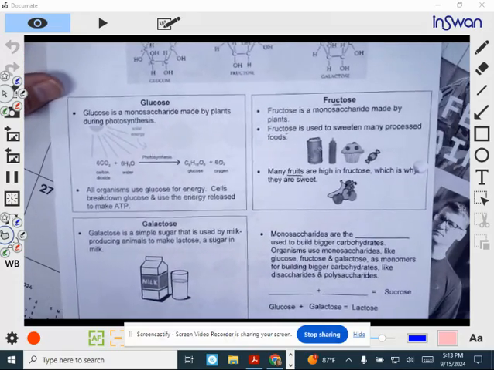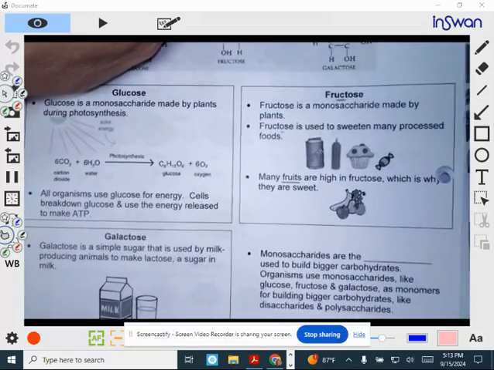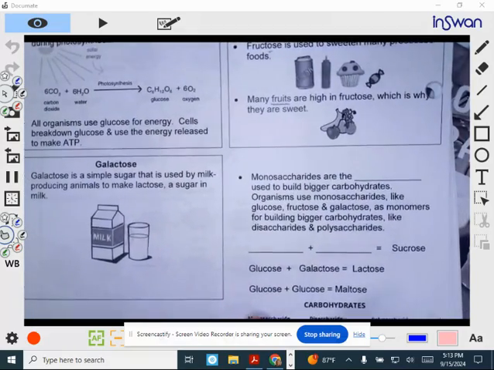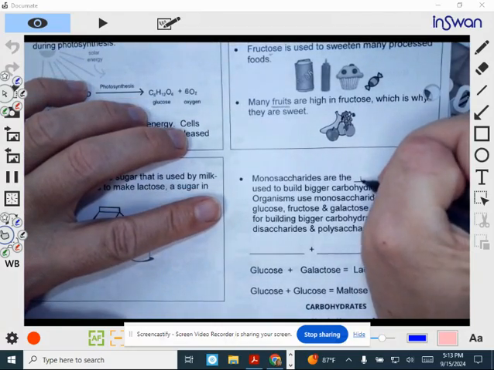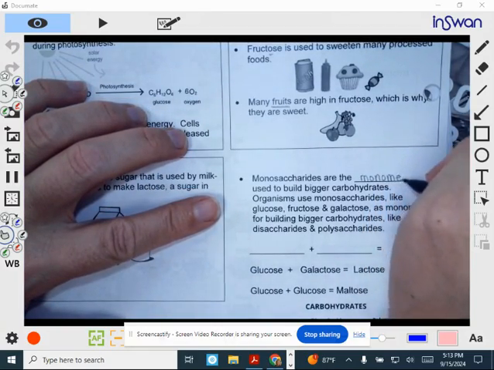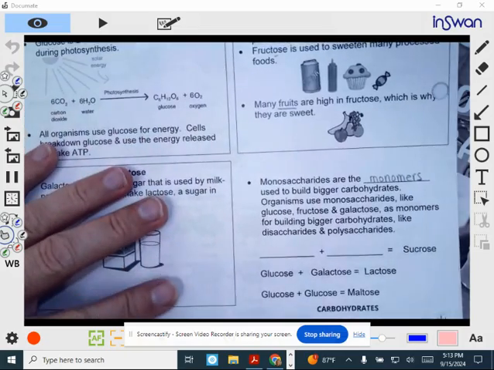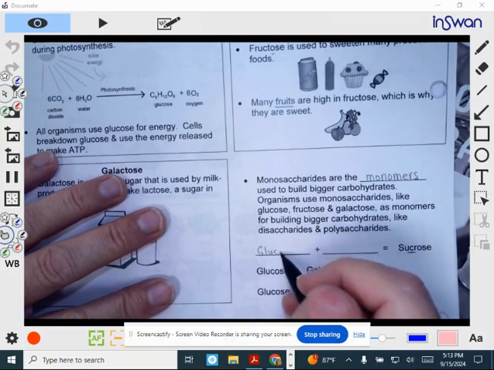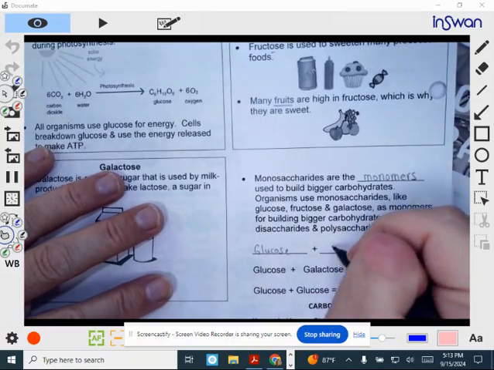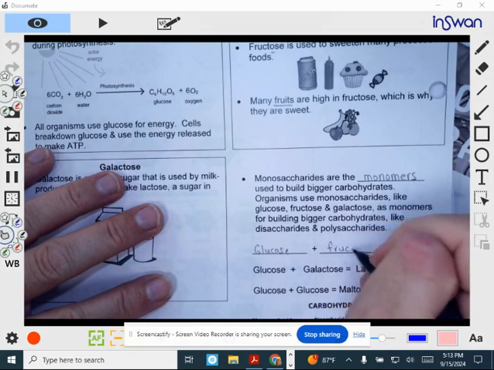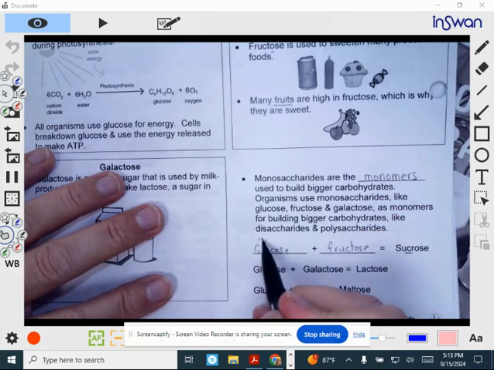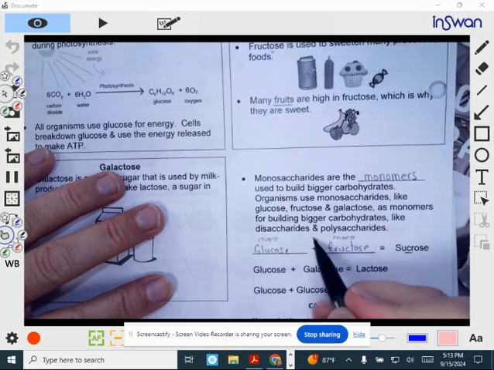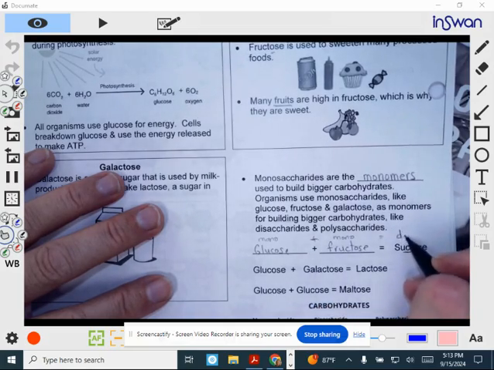Now let's look down here a little bit, because we've already mentioned that fructose is an important monosaccharide that is used to build bigger carbohydrates. So again, monosaccharides are the monomers: small molecules we're going to bond together to make bigger ones. To make sucrose, this is where we need a glucose and a fructose. So if you take a monomer or a monosaccharide and another monomer or monosaccharide bonded together, then you get that disaccharide.